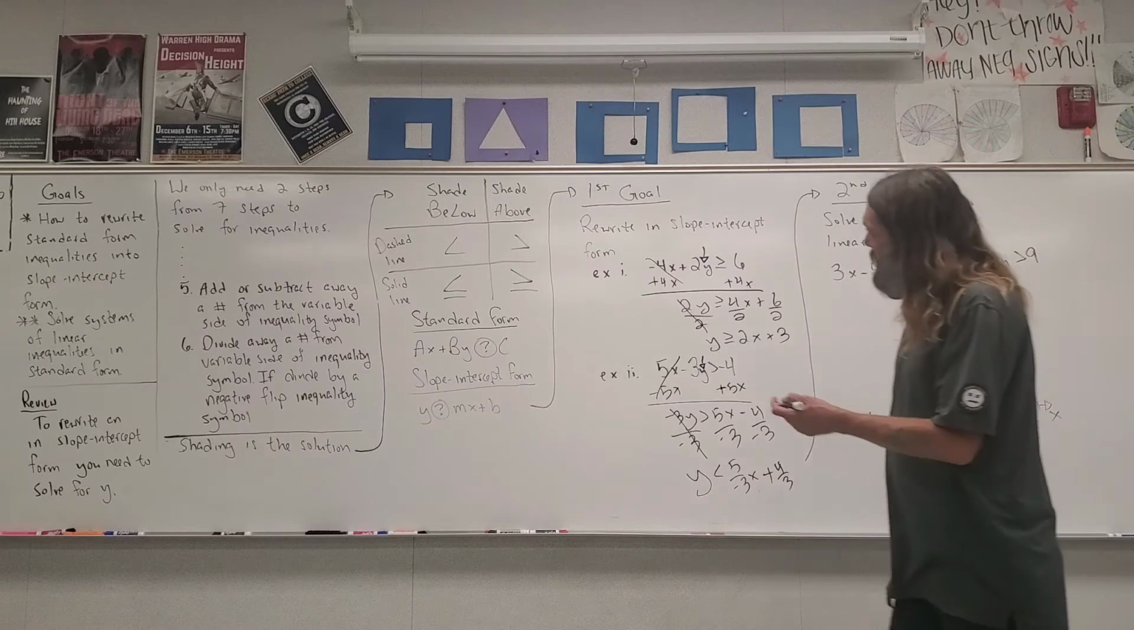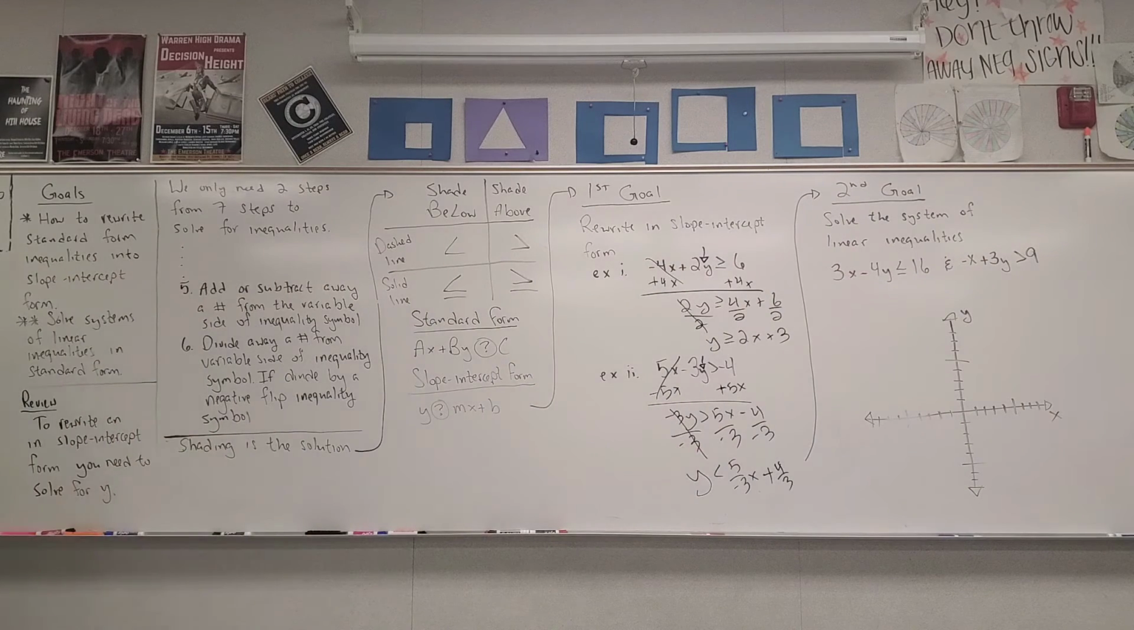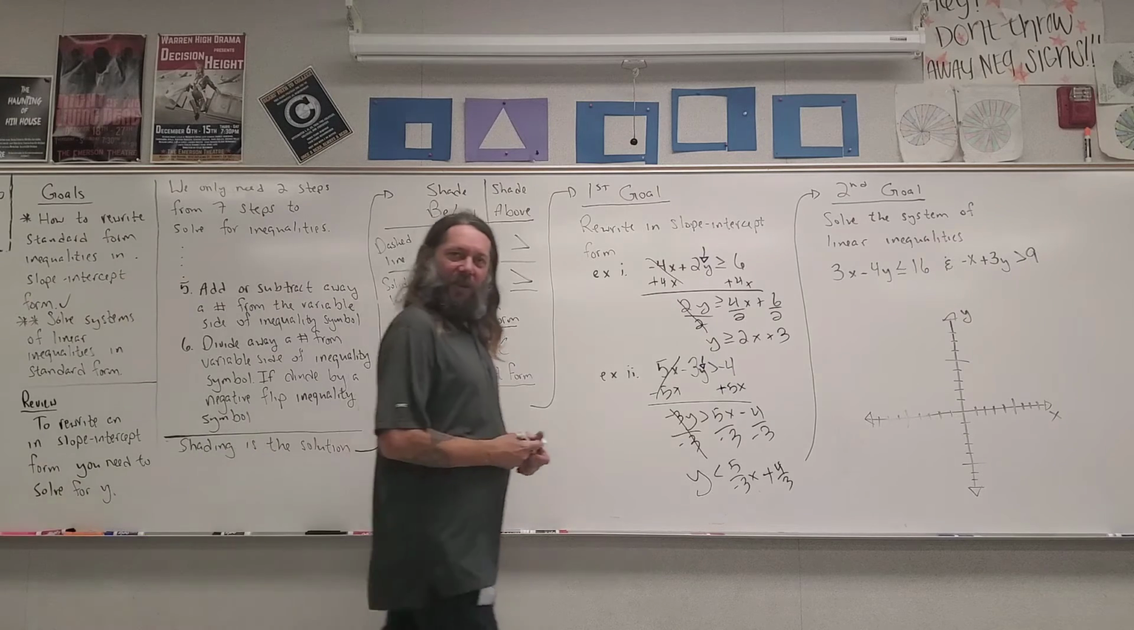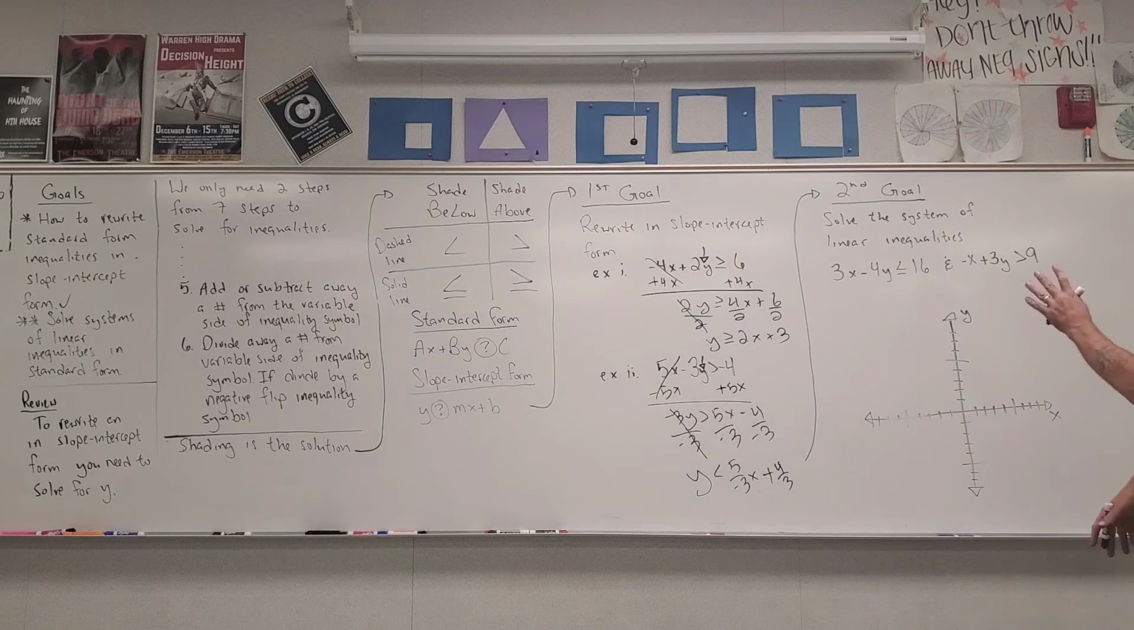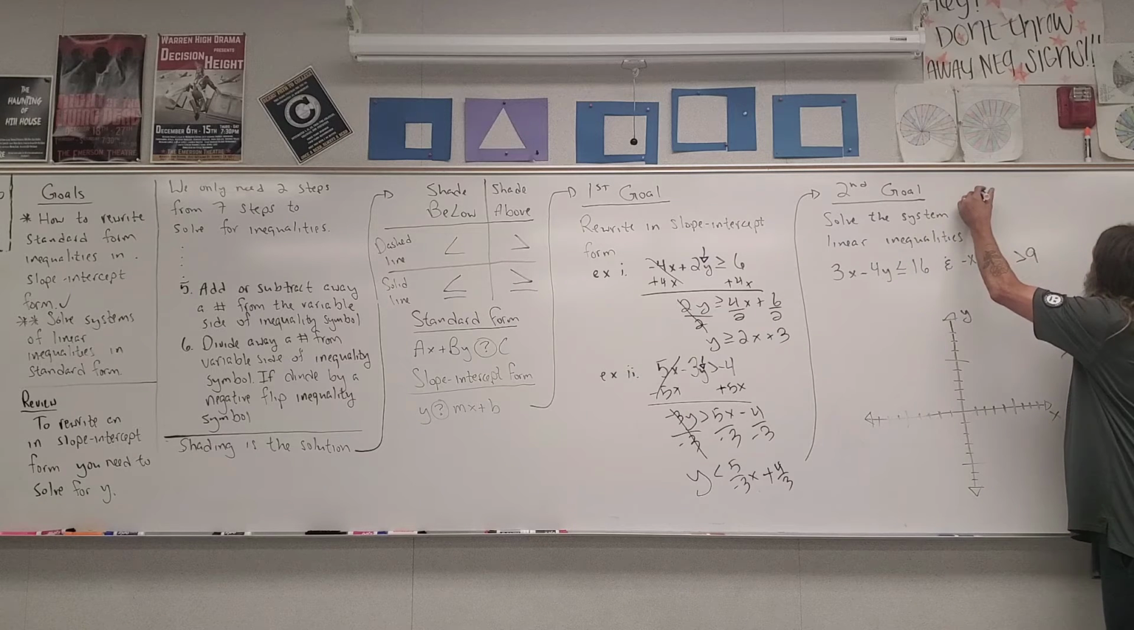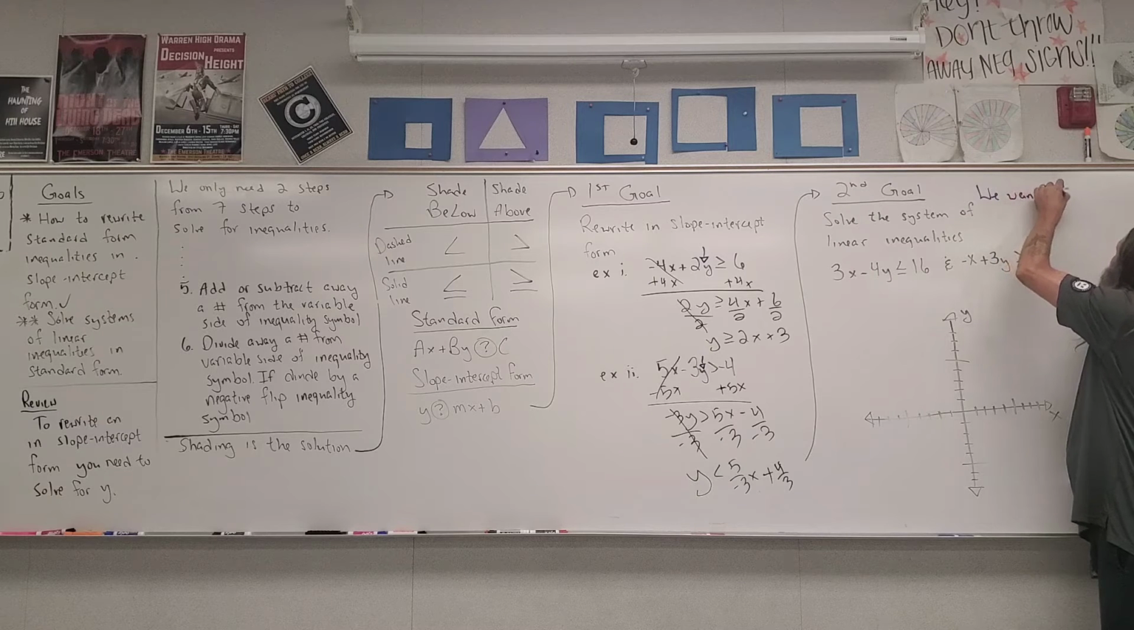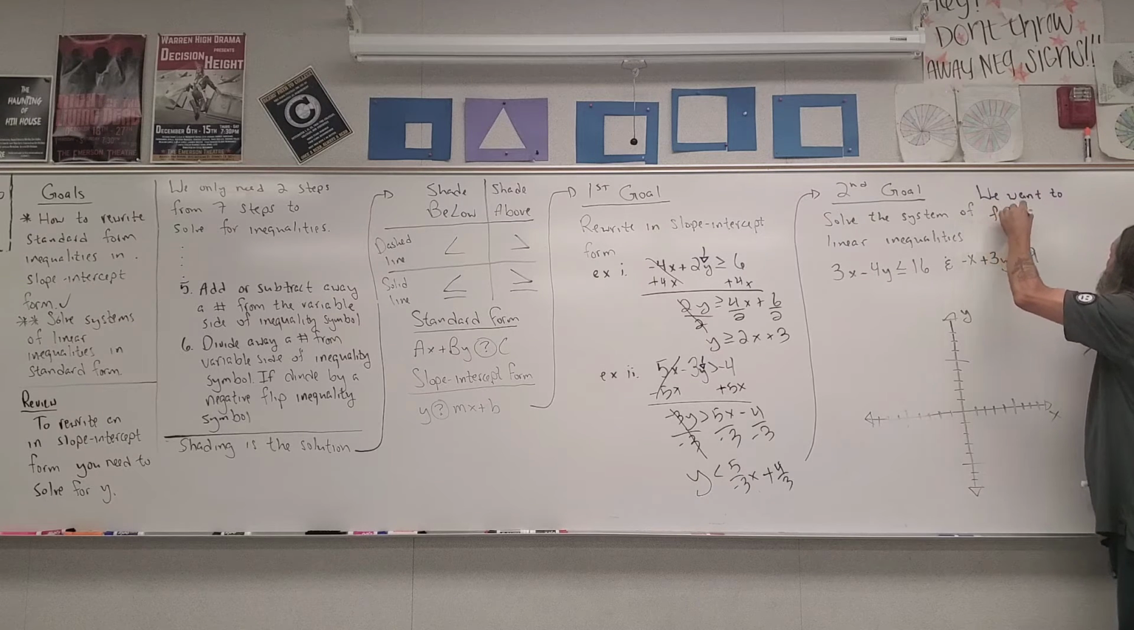All right, so I'm going to go ahead and check off the first goal, how to rewrite standard form inequalities in slope-intercept form. And let's talk about the second goal, graphing or solving systems of linear inequalities in standard form. So the second goal here is to solve the system of linear inequalities. What this means is we want to find where the shading overlaps. Remember, the shading is the solution.